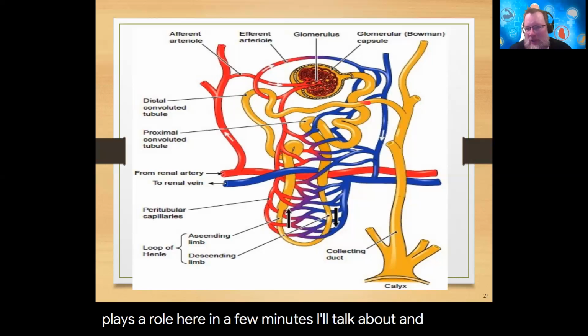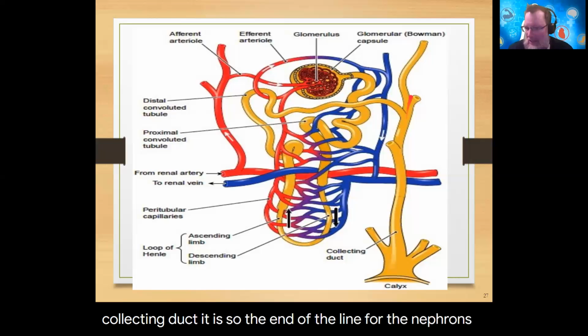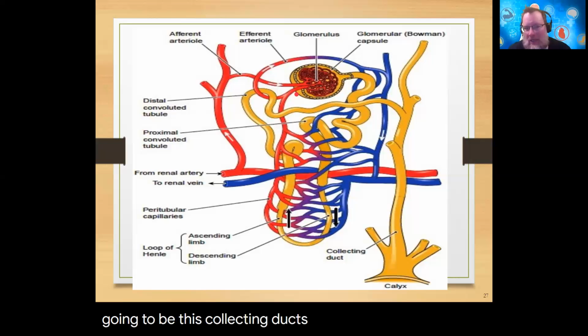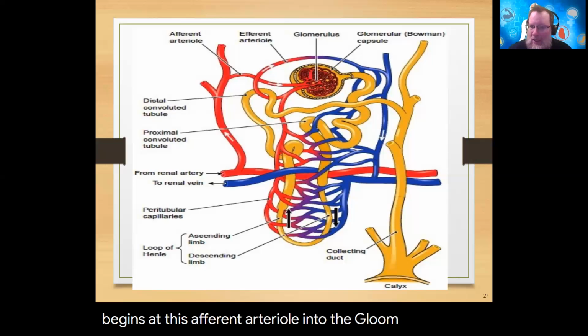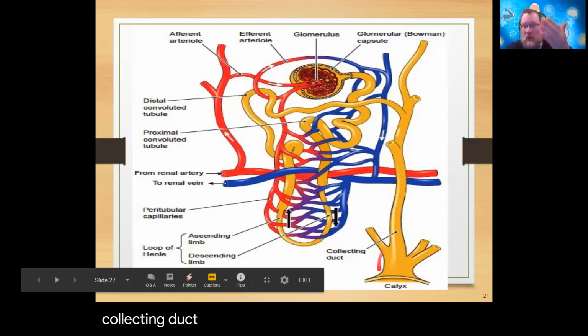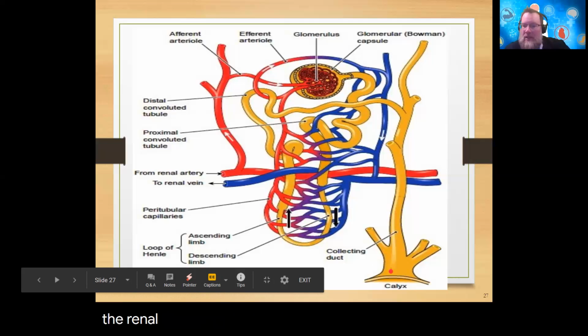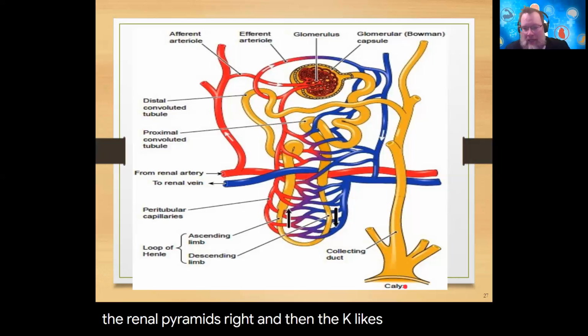And then it continues on and finally dumps into what we call the collecting duct. Okay, so the end of the line for the nephron is going to be this collecting duct. So the nephron, in essence, begins at this afferent arteriole into the glomerulus and ends with the distal convoluted tubule dumping into the collecting duct. Okay, and then, of course, that takes us into the renal pyramids, right? And then the calyx, the minor calyx.